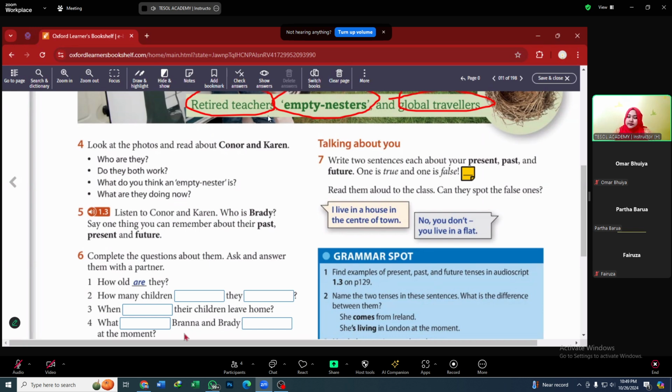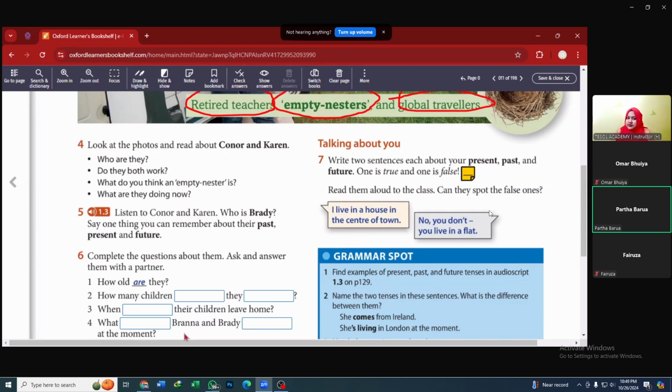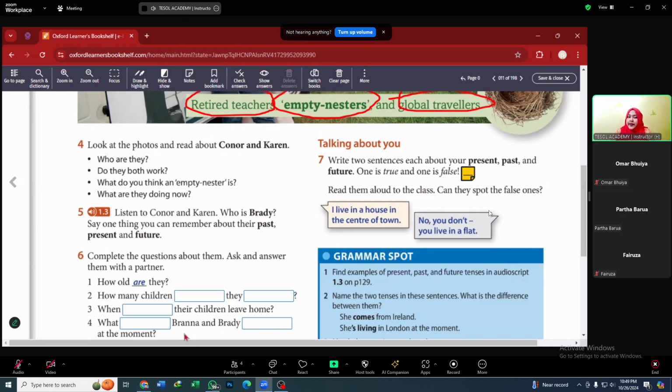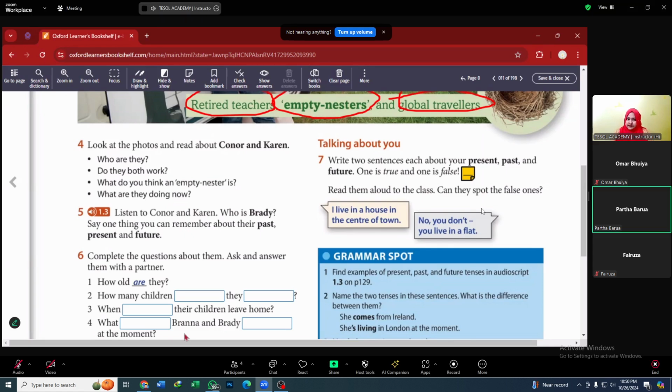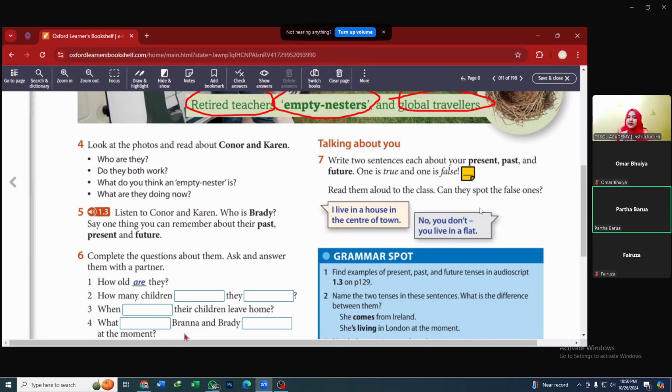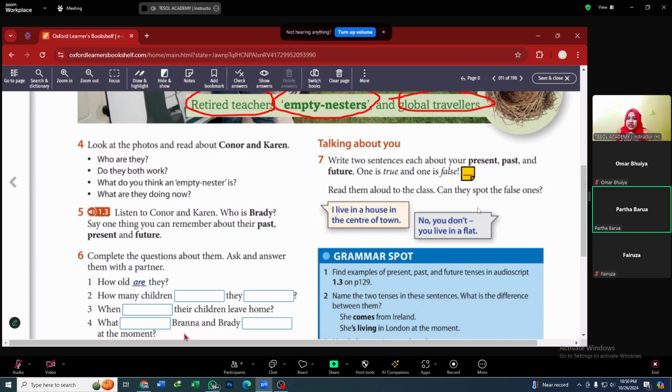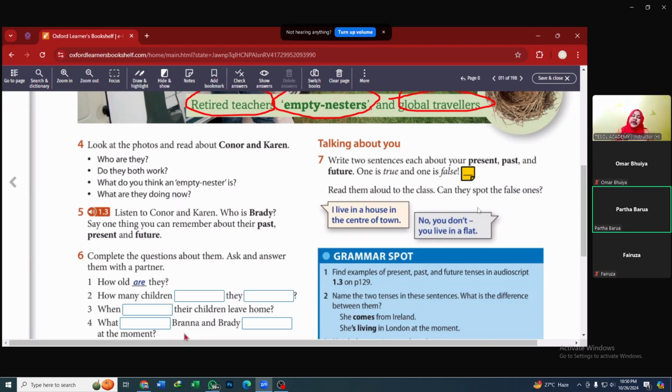Yes, Mr. Partho. Empty nester means whose children have left their parents because of their future. They have left their parents to go to study or for jobs. They go for higher studies. So the parents live alone. So they are called empty nesters. Very good. Well tried.